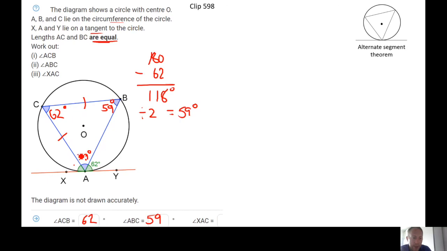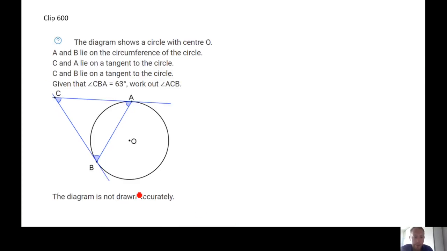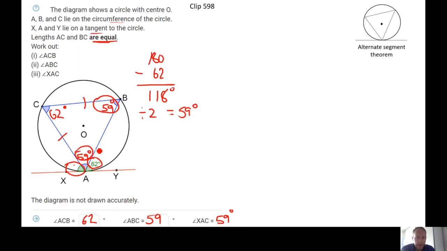So again, you've got two ways of doing it. 59 plus 62, take away from 180. Or you can go straight forward. This one is the same as this one because of the alternate segment theorem, they are both equal to each other. So that would be 59 degrees. And that's the final question.